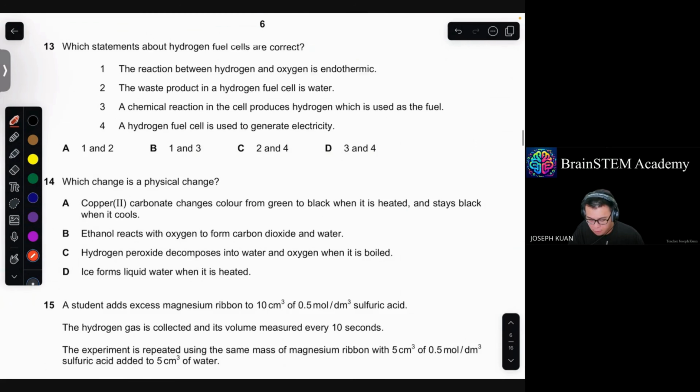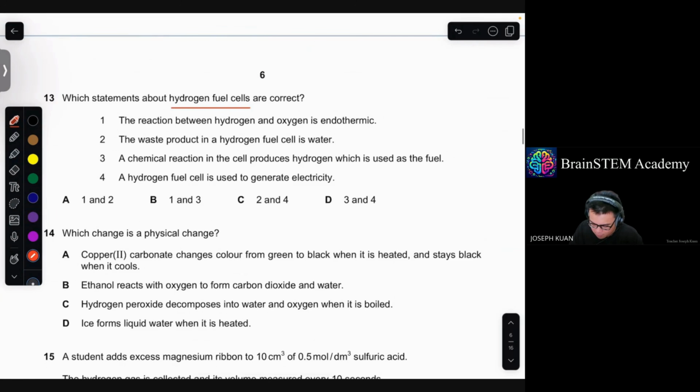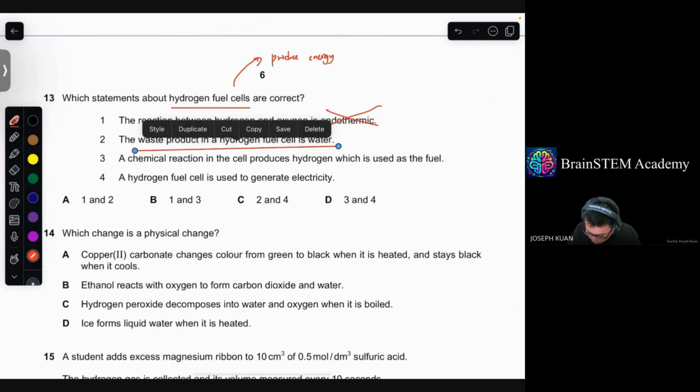Okay, so moving on to number 13, which statements about hydrogen fuel cells are correct? One, the reaction between hydrogen and oxygen is endothermic. No, the purpose of the fuel cell is to produce energy. So you don't want it to suck energy away from you. Okay, it's sucking in the energy, that's not exactly accurate. So two, the waste product in a hydrogen fuel cell is water, which is true. That's why we like this cell. Okay, it's essentially clean fuel.